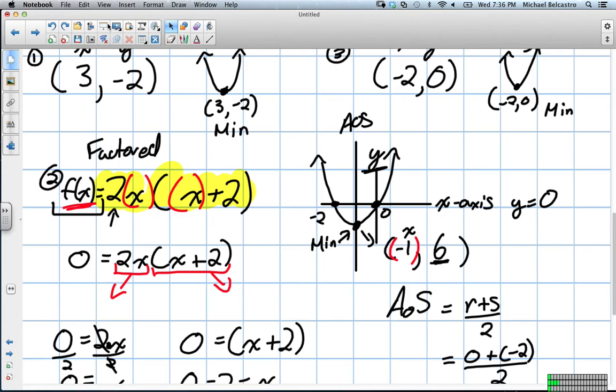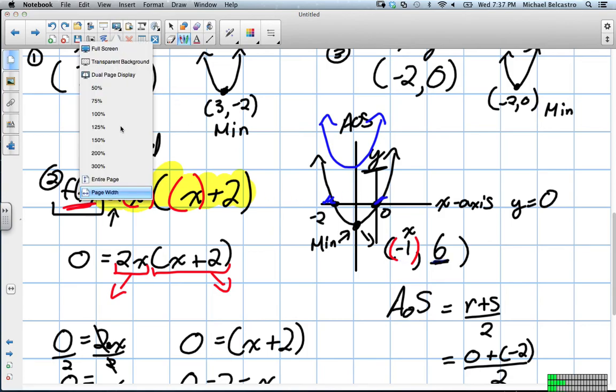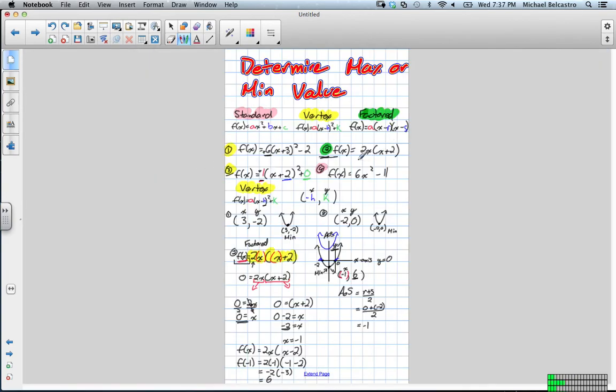Let's double check something here. We've run into an error, because we know this parabola opens upwards and we know we have x-intercepts. In order to have x-intercepts and open upwards, the vertex has to be below the x-axis. This one's telling us the vertex is above the x-axis, which can't be, because if it opened up and was above the x-axis, we wouldn't have any x-intercepts. So I'm going to open up the page a little and quickly take a look. It was 2x and x plus 2, 0 and negative 2. When we plug those in, oh, there it is. I found the mistake. Let's jump back down.